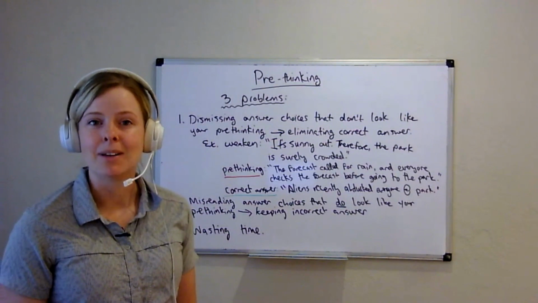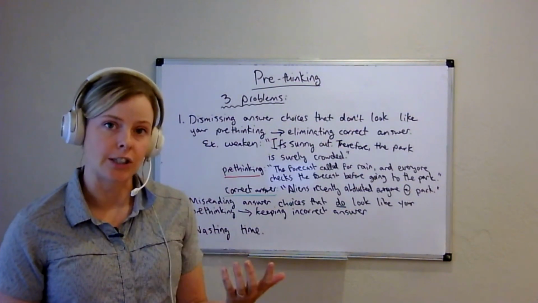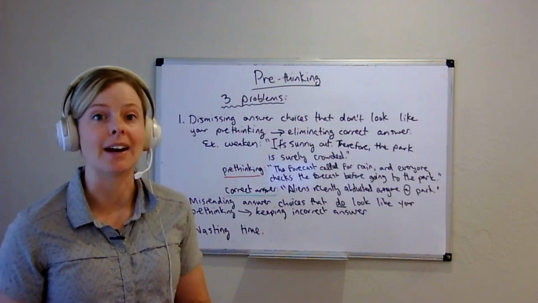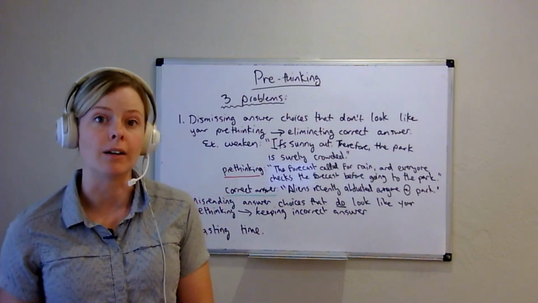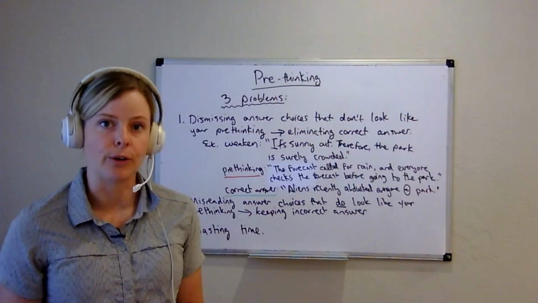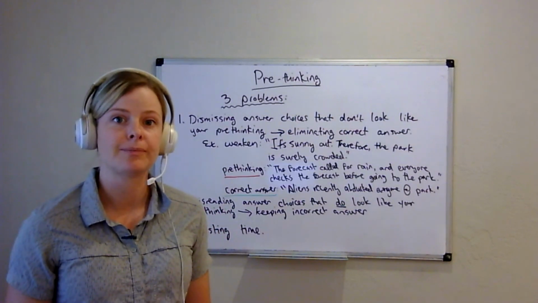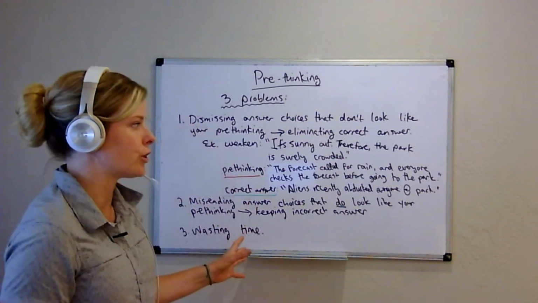And the third and final issue that we see with pre-thinking is that it's kind of just a waste of time. Your job is to answer the question with the options that are given to you. You've already got 5 options there. One of them is right, 4 of them are wrong. So your task is to go through those 5 options and not to come up with some other alternate option yourself. So these are all the dangers of pre-thinking.